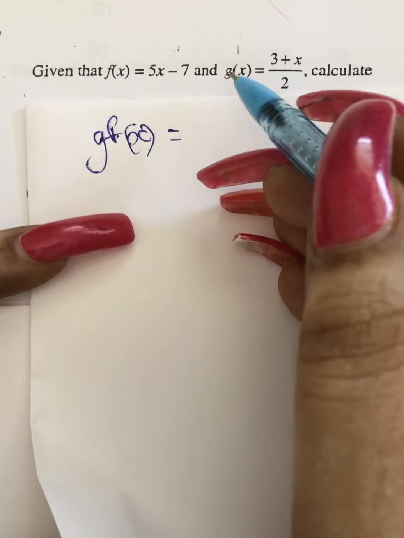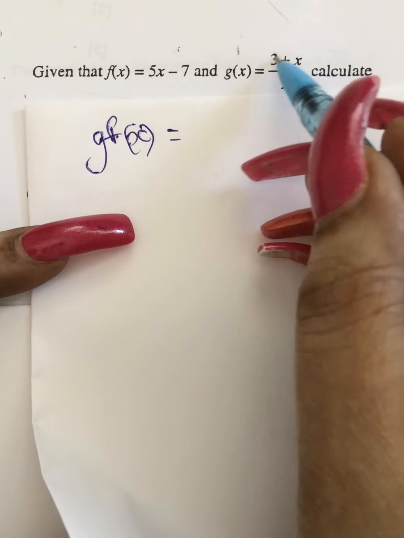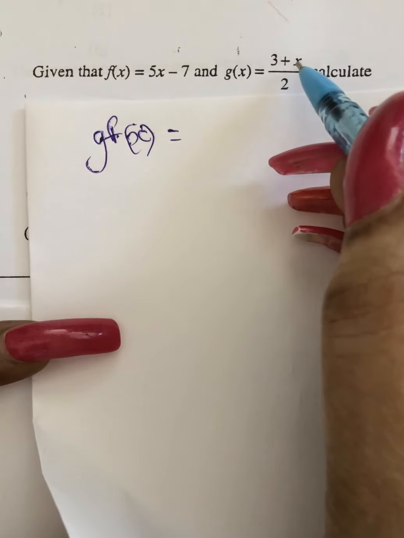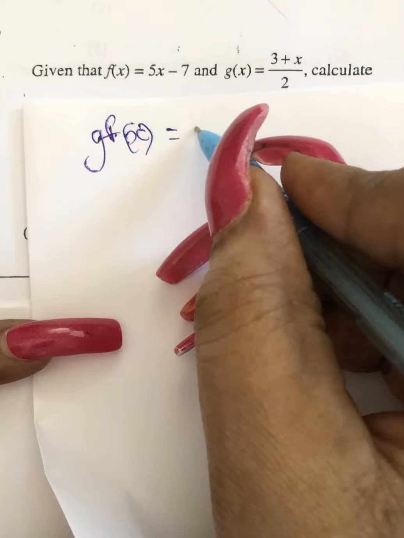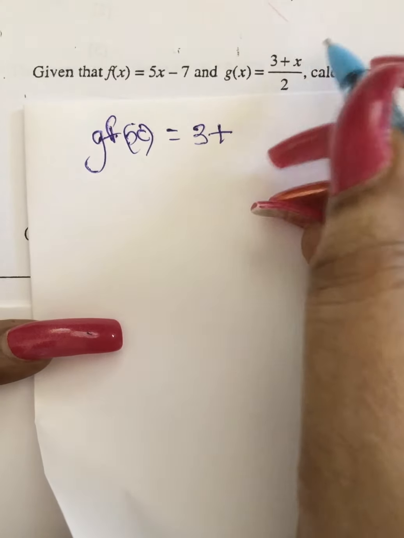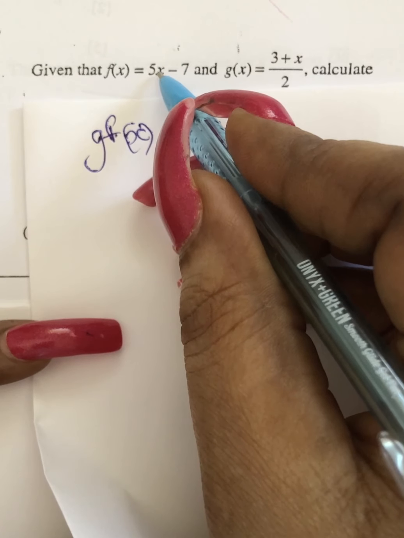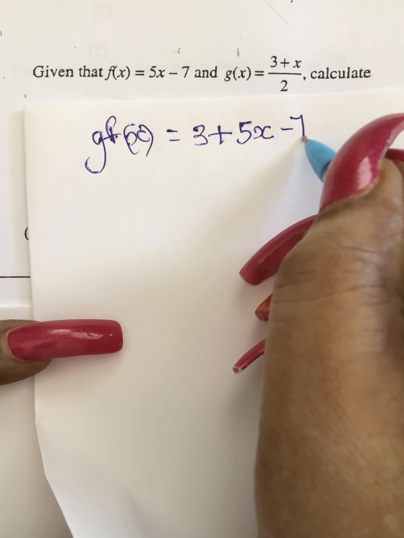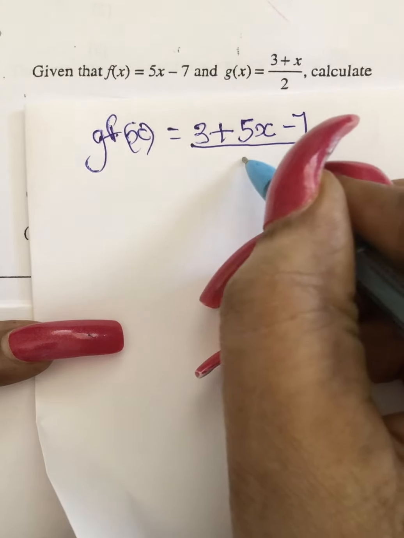All right, so let's go. So where I see x for g, I am going to put 5x minus 7. x is shown here. Good. So what I will write is 3 plus, and instead of rewriting x, I am going to write 5x minus 7. Notice we are dividing by 2. So let's not forget that.